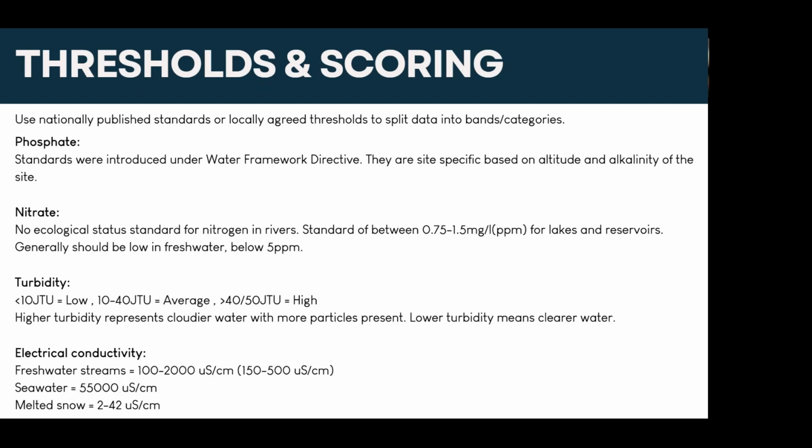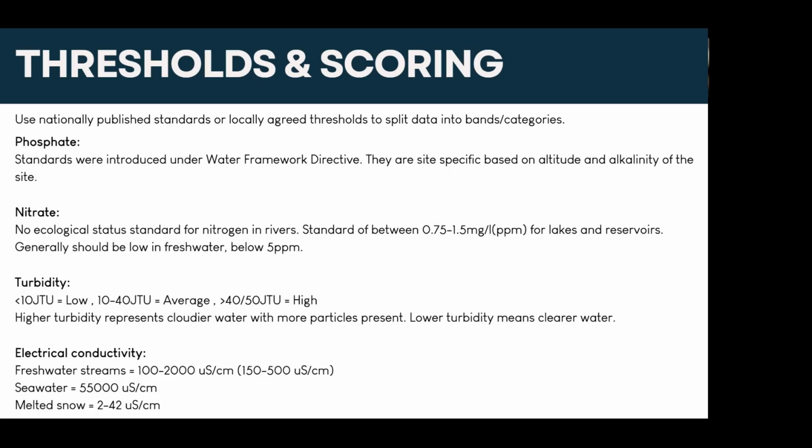So there is no ecological status for nitrogen in rivers. There is a reading for lakes and reservoirs, so between 0.75 and 1.5 milligrams per litre. But generally speaking, for fresh water, so rivers, you're looking for well below 5 ppm as generally an accepted level.